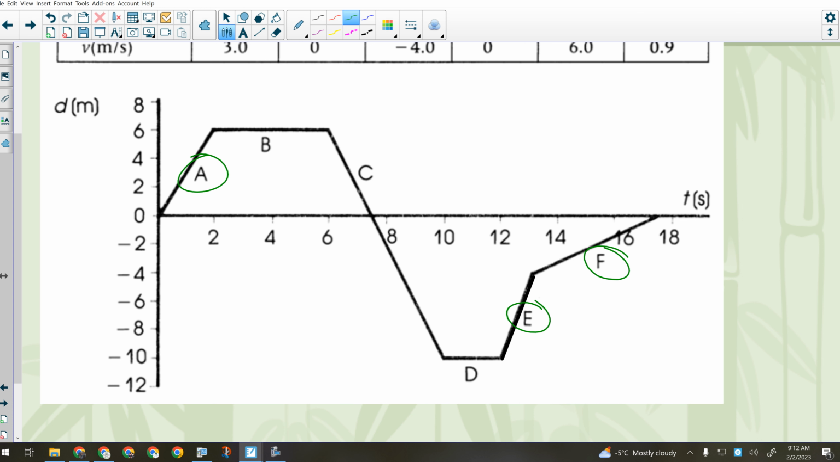How many people had A, E, and F? Good. Right. We know that in those parts of the graph, the object is moving forwards because its position is becoming more positive. It goes from 0 to 6. It goes from -10 to -4, and it goes from -4 to 0. Okay? It's definitely moving forwards in those three parts of the graph.